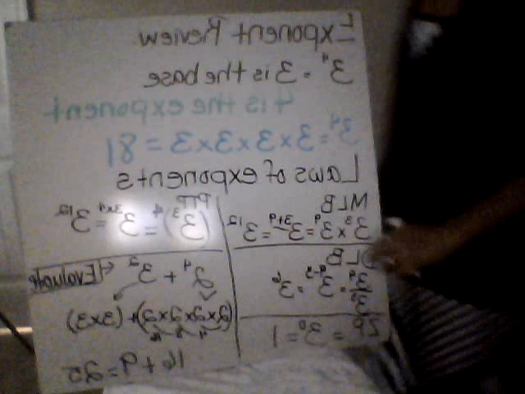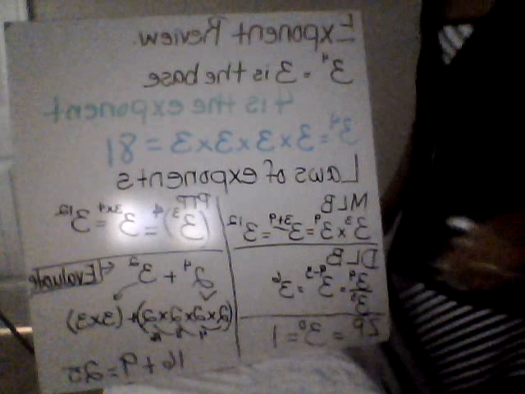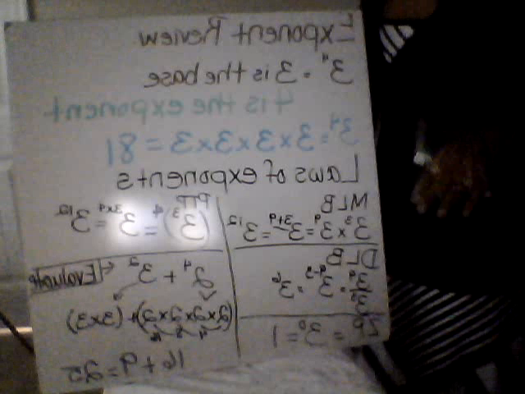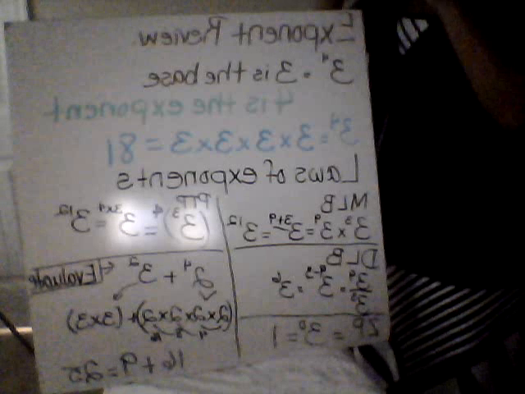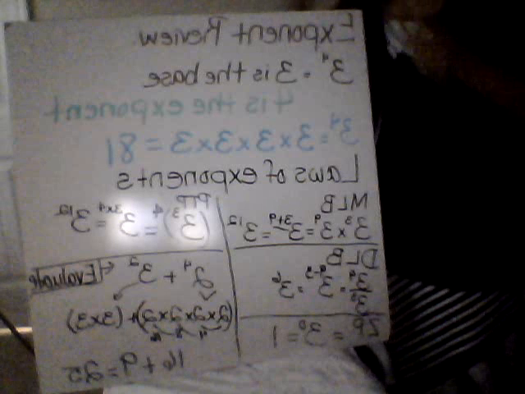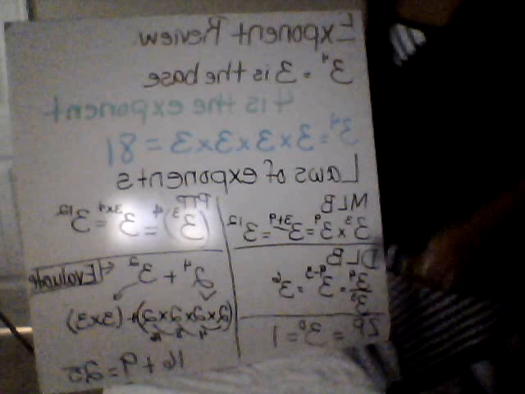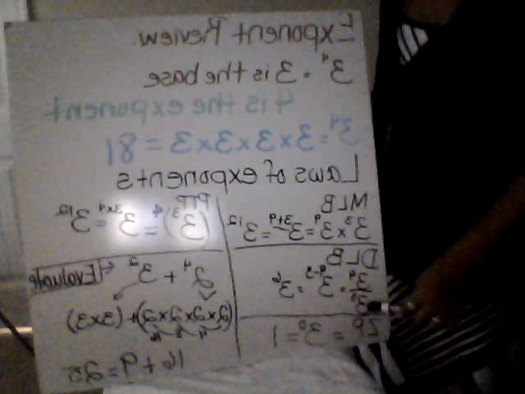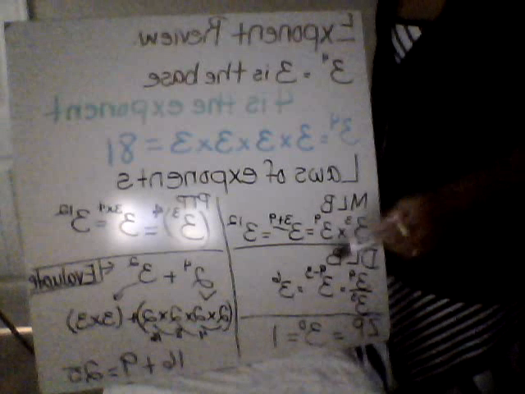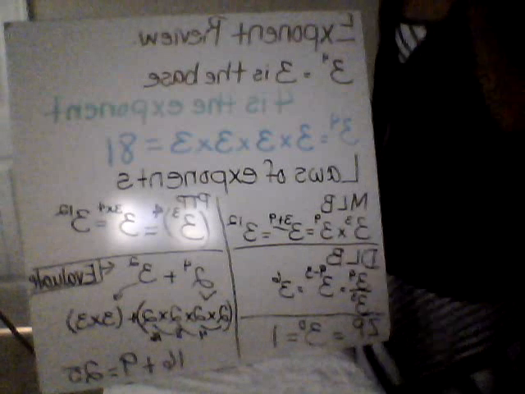The next law was DLB, dividing like bases. Since multiplication and division are inverse operations, then when I divide like bases instead of adding, I'm going to do the inverse of adding. I'm going to subtract. So 3 to the ninth divided by 3 cubed would be 3 to the 9 minus 3, which is 6.